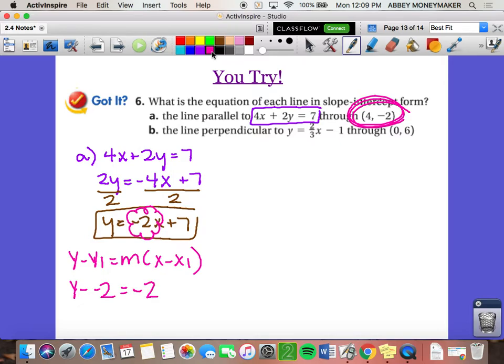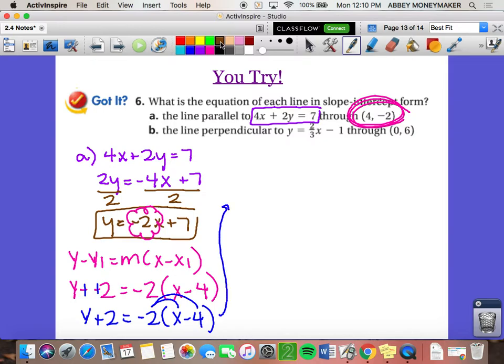So I get y minus negative 2 is equal to negative 2. Why did it stay the same? Because it's parallel. x minus 4. So right here, this becomes plus 2. So y plus 2 is equal to negative 2 times x minus 4. And I have to distribute because it wants it back in slope-intercept form. So I'm going to say y plus 2 is equal to negative 2x plus 8. Where did I get plus 8 from? Negative 2 times negative 4 gives me positive 8. So then subtract the 2. So this equation is y equals negative 2x plus 6.